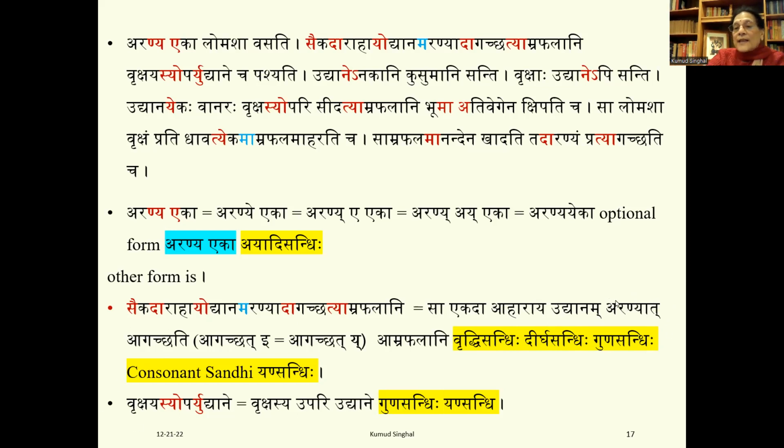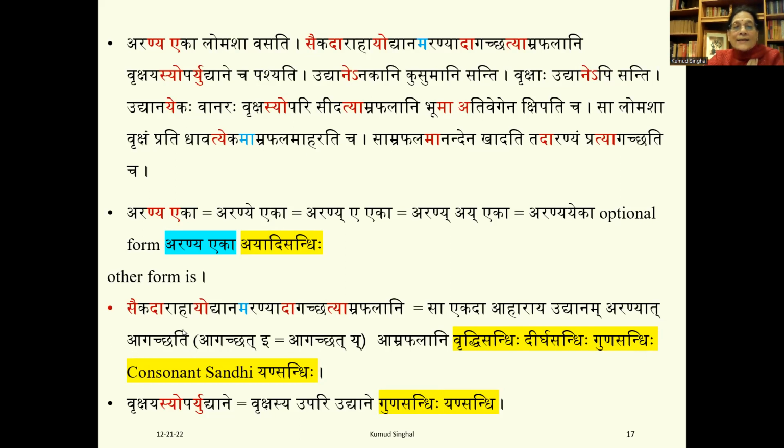Agachati. Now this aranyat ends in ta and it is followed by a. So there is a consonant sandhi which we haven't learned, but this ta becomes da. So da and a becomes da. So this is a consonant sandhi.